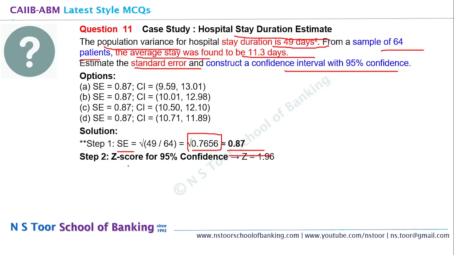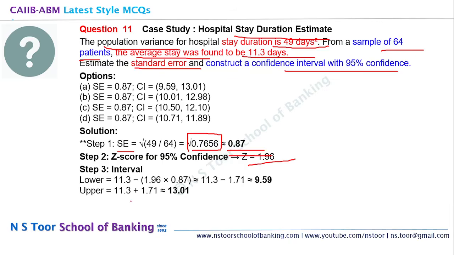Now the Z score for 95% confidence is 1.96, which we obtain from the standard table. Now we have to find the interval. They want the interval with 95% confidence. We have the standard error and we have the Z value. So how will we calculate it? Plus and minus Z score times standard error.